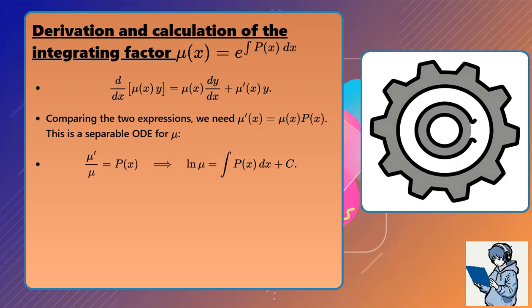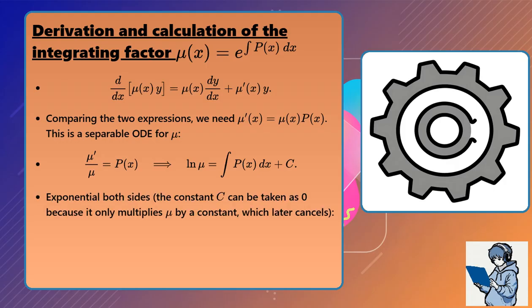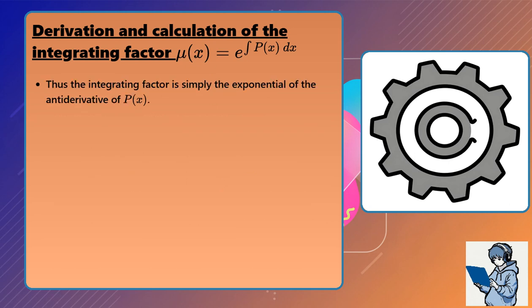Mu' divided by mu equals p(x), which implies ln mu = the integral of p(x) dx + c. Exponentiate both sides. The constant c can be taken as 0 because it only multiplies mu by a constant, which later cancels. Mu(x) = e^(integral of p(x) dx). Thus the integrating factor is simply the exponential of the antiderivative of p(x).